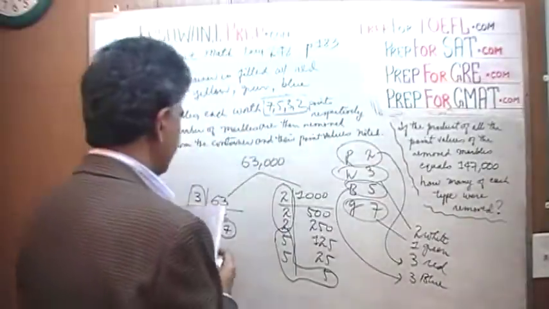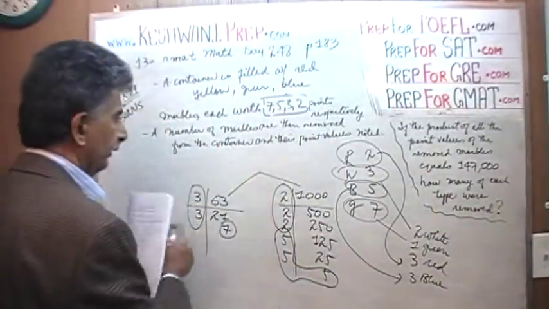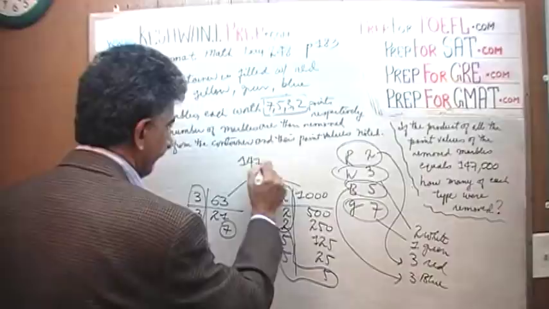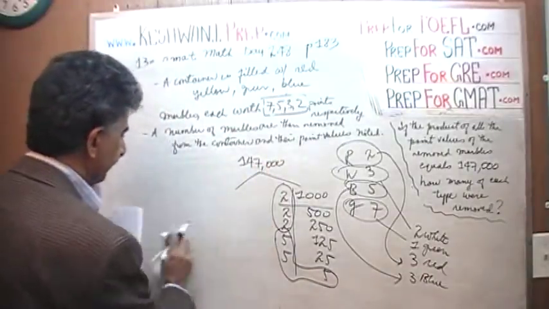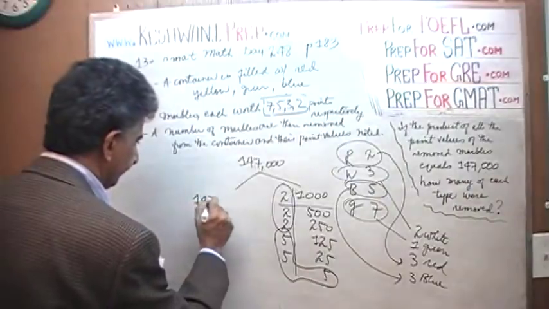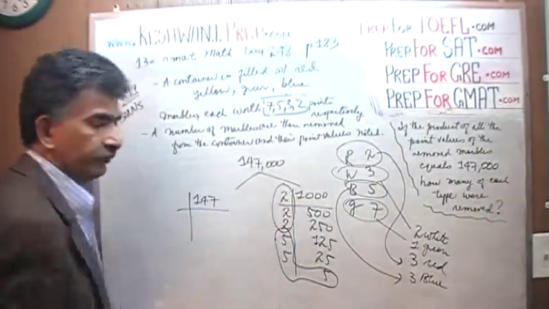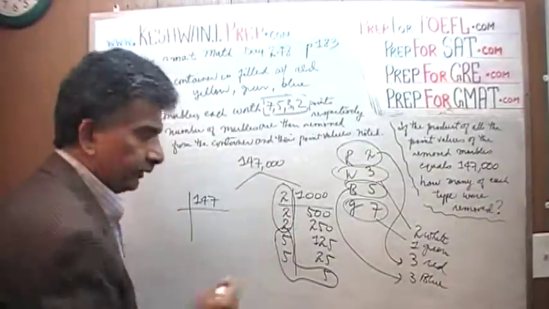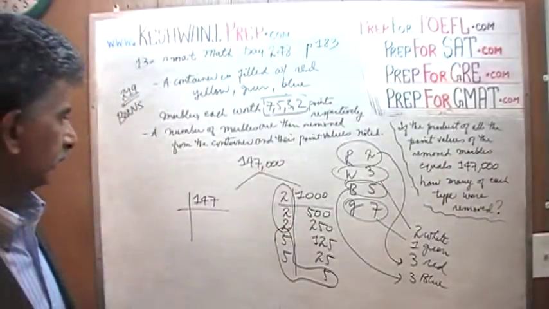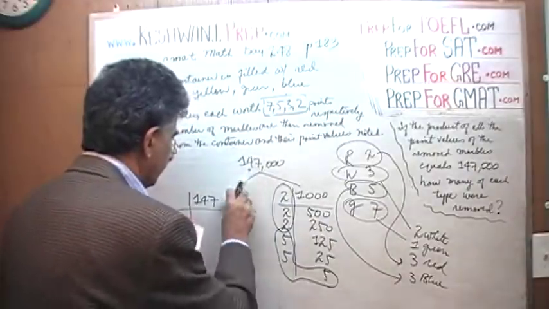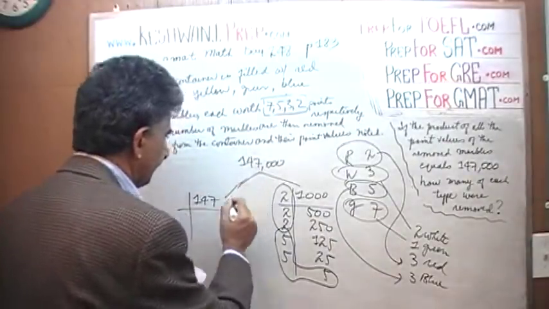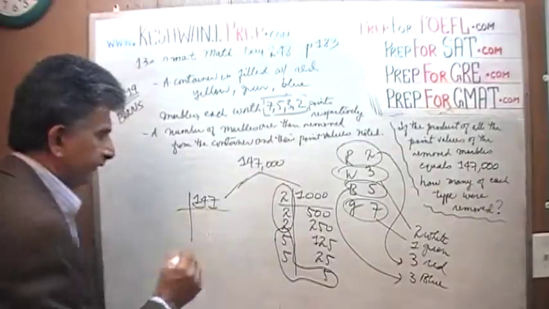Again, we're going to take our 147,000 and break it up into 147 and 1,000. The 1,000 part is already done, so we don't have to redo it. 147, I see a 14, I see a 14 and I see a 7.